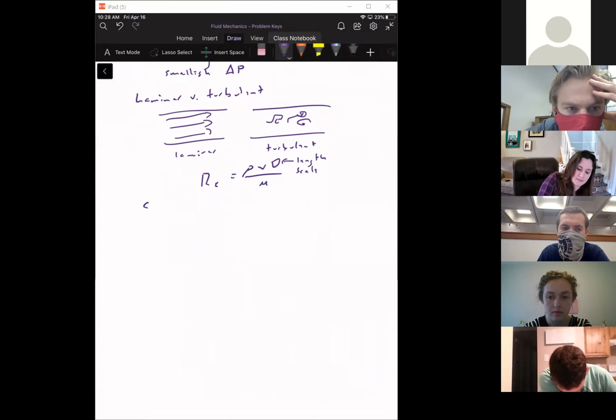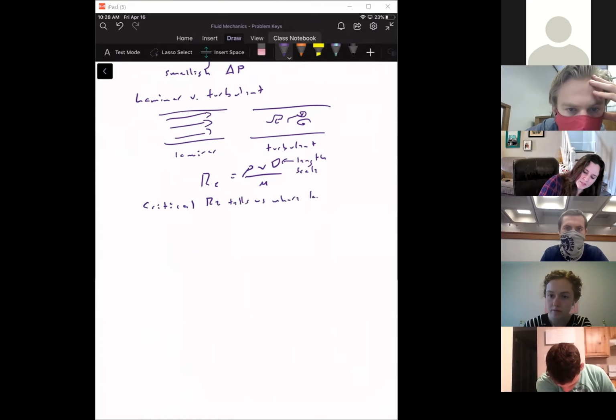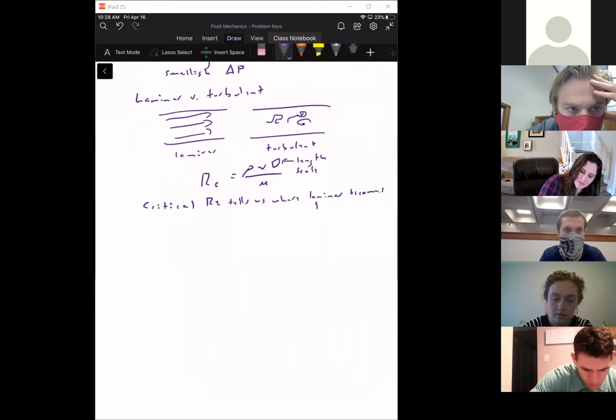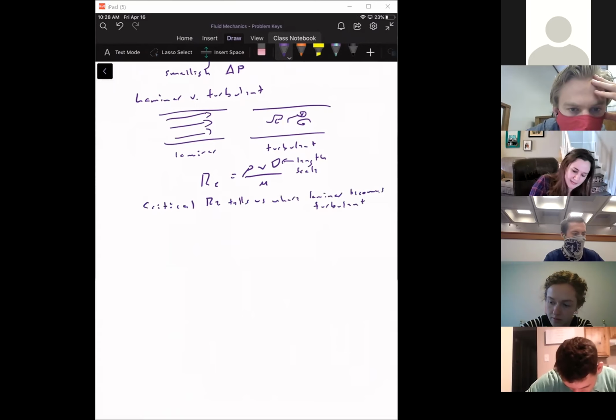But what you're saying is that what's important for everyone to know is that the critical Reynolds number tells us where laminar becomes turbulent. Okay, so we define a critical Reynolds number and we say that's where it becomes turbulent. And in reality, there's usually a transition region where it's kind of both or could be one or the other. And it depends on the situation.